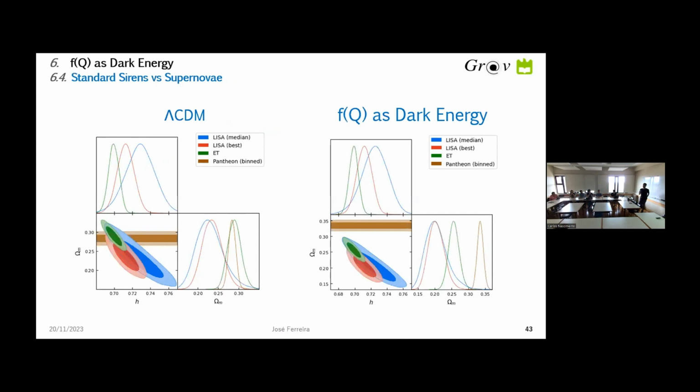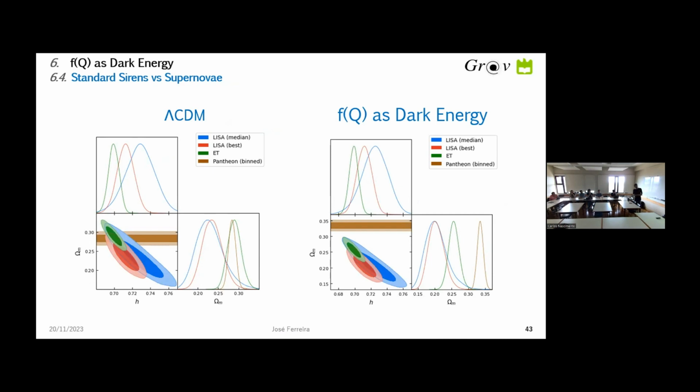However, when we consider both of them together, the tension arises. On the left, you can see the constraints set in lambda CDM by the standard sirens and type 1a supernovae. When you consider the standard siren events, which we created using lambda CDM, we have these 3 blobs right here. And when you consider type 1a supernovae, which we already know agree with the lambda CDM universe, you can see that there's an overlap. So there's an agreement.